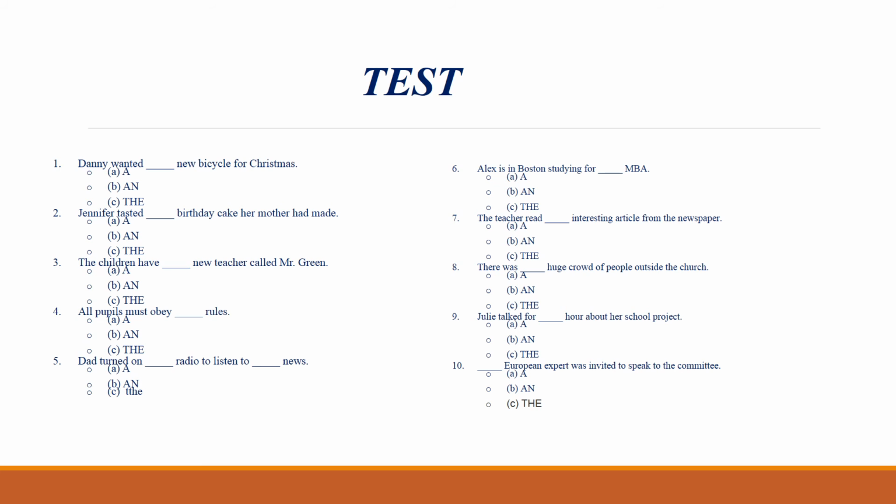4. All pupils must obey rules. A, an, or the. 5. Ready to listen to news. A, an, or the. 6. Alex is in Boston studying for MBA. A, an, or the. 7. The teacher read interesting article from the newspaper. A, an, or the. 8. There was huge crowd of people outside the church. A, an, or the.